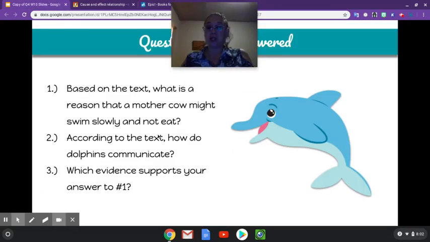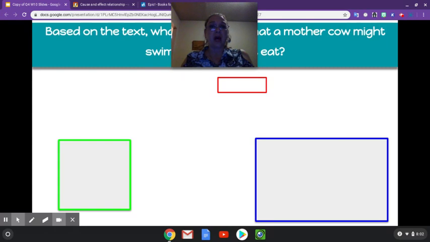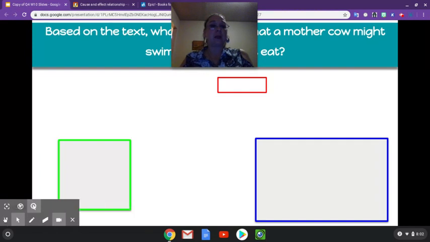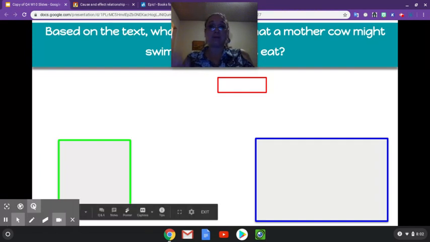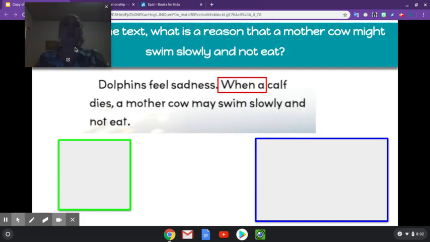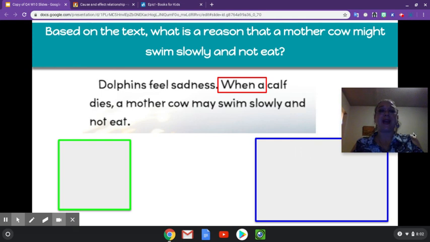So as we continue going through, remember the questions that we were focusing in on. I'm going to go ahead and model the first question for you. You're going to have some of my boxes here. It's okay. So we have dolphins. The first question is, based on the text, what is the reason that a mother cow might swim slowly and not eat?